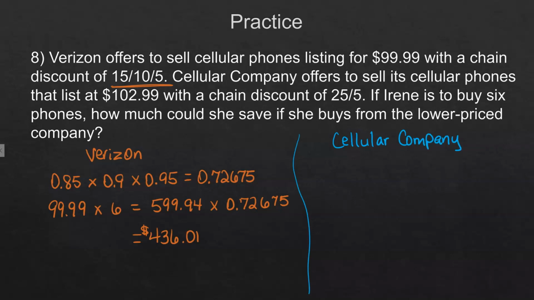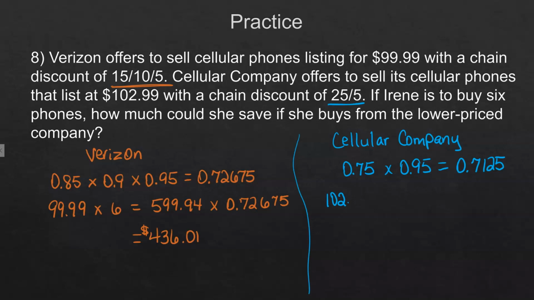Okay, so they offer a 25, 5 discount. And we're going to then take 0.75, right, the complement of 25%, times 0.95, the complement of 5. And this one is 0.7125. So you see it's a little bit lower than the Verizon one, but the phones are a little bit higher. So, you have to take that into consideration.